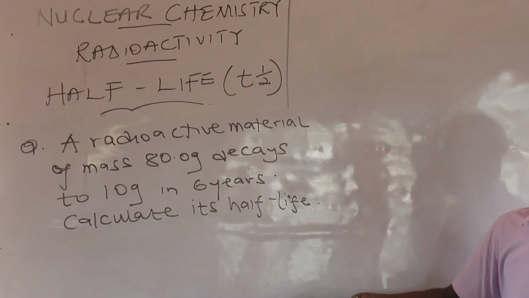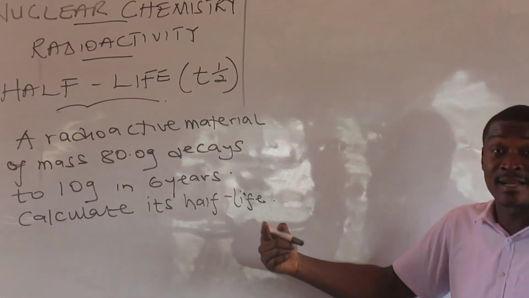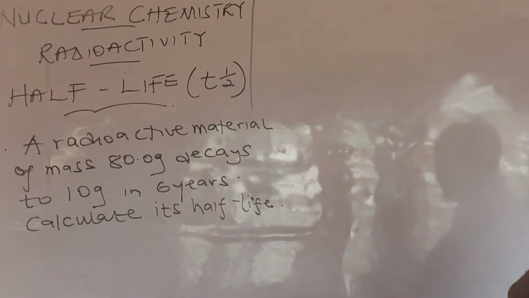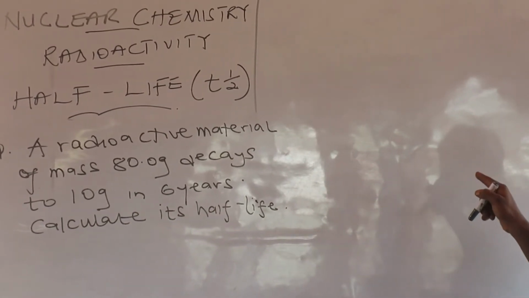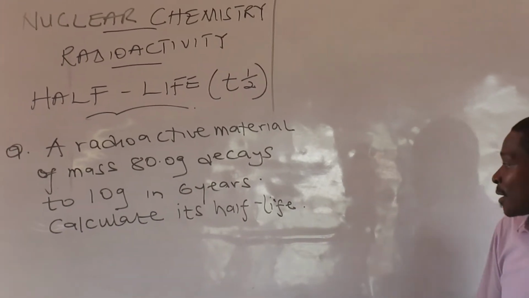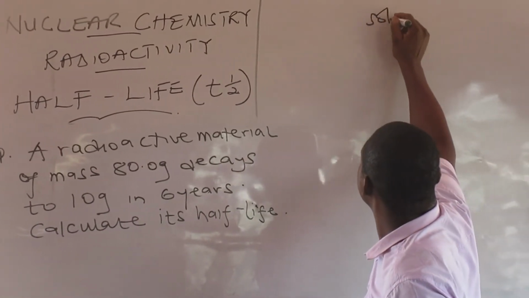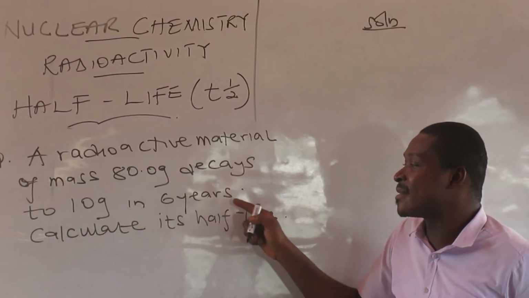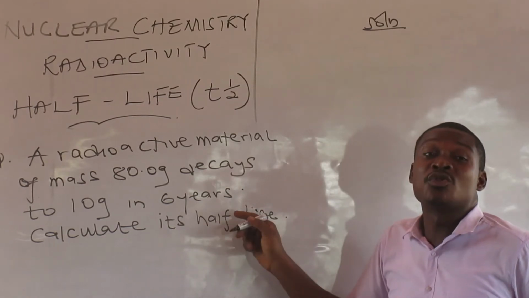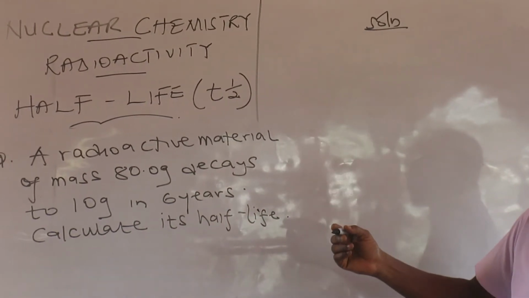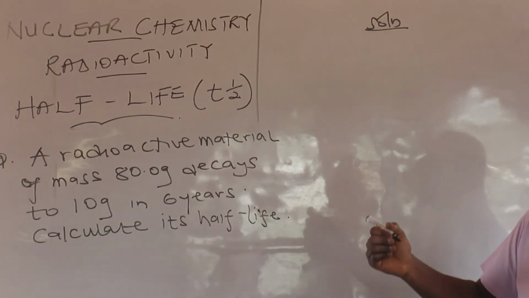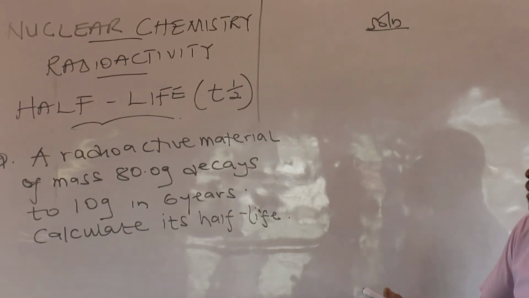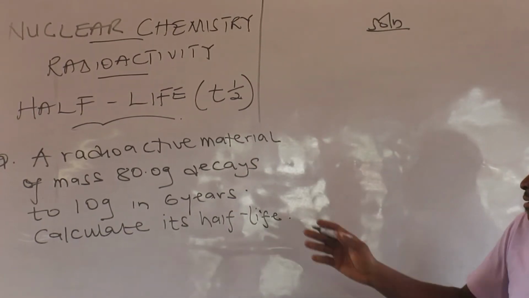The first one that we did, we were looking for how long, that's the time. Now we are going to look for the half-life itself with the same fraction left formula. Let's see how we manipulate it. Right. Let's go. A radioactive material of mass 80 grams decays to 10 grams in 6 years. Calculate its half-life. I don't want to go through the steps of using half-life = 0.693 over k, ln(n naught over n) = kt, or 2.303 log(n naught over n) = kt. No, that's too much. So I want to just go straight here.